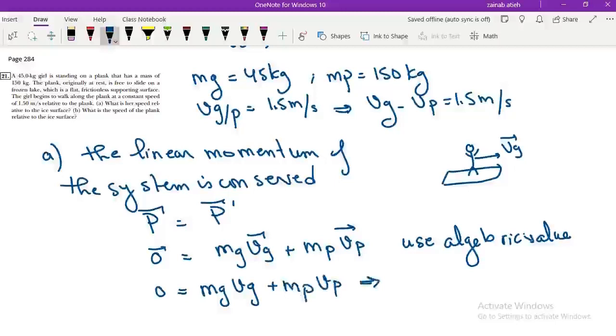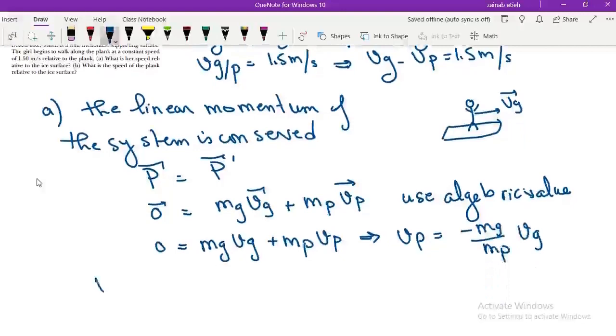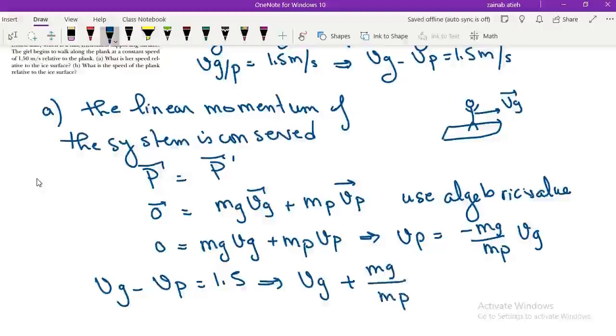Implies, remember I'm searching for the velocity of the girl, so I'll try to find the speed of the plank and then substitute in the upper equation. So I will find VP, it's equal to minus mg over mp vg, like this. So now I've found VP, I will substitute in the upper equation, which is VG minus VP equals 1.5, implies VG plus mg over mp VG is equal to 1.5.